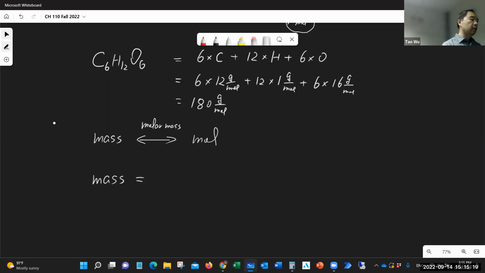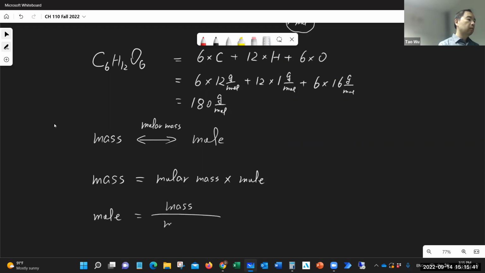Mass is equal to molar mass times mole. And if you want to figure out the mole, that should be equal to mass over molar mass. So mass equals molar mass times mole, and mole equals mass over molar mass.